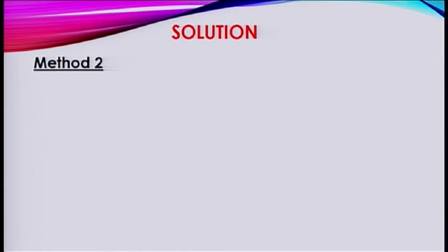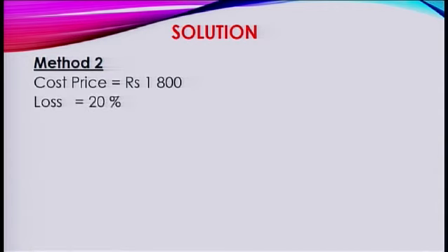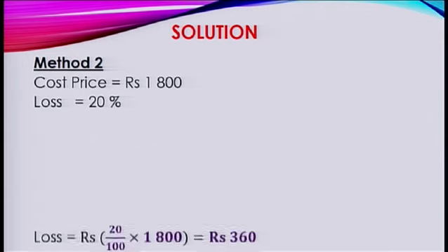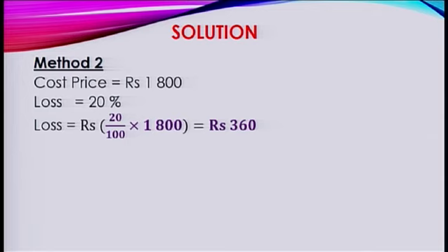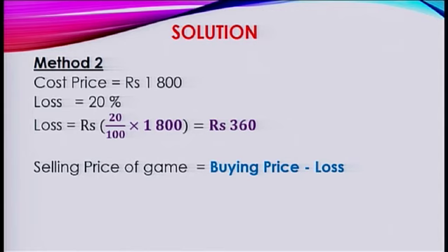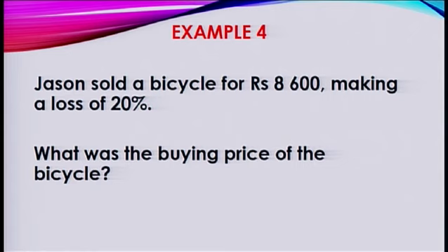Method 2. Cost price 1,800 rupees. We have a loss of 20%. So what we can do is to calculate the value of the loss. How do you do that? Well, the loss is 20 over 100 times 1,800. That is 360 rupees. So the selling price is simply the buying price minus the loss. That is 1,800 minus 360 rupees, which gives you 1,440 rupees.